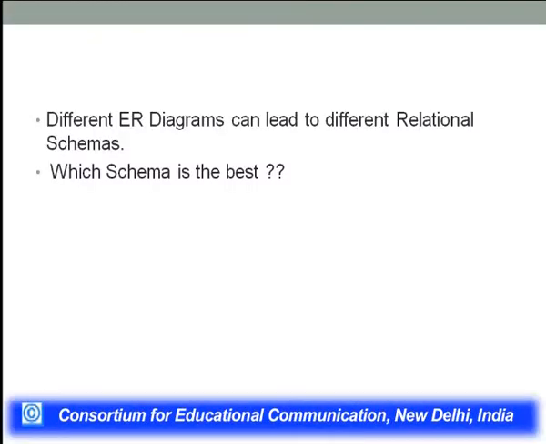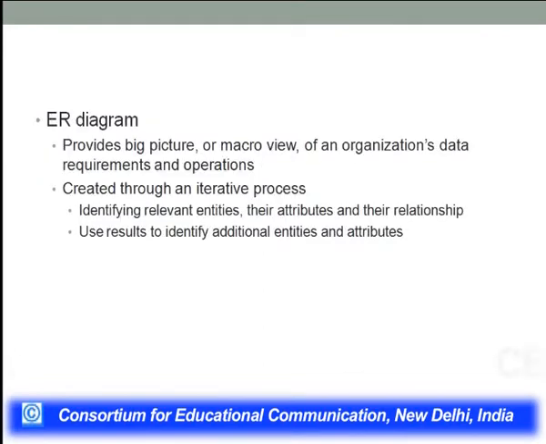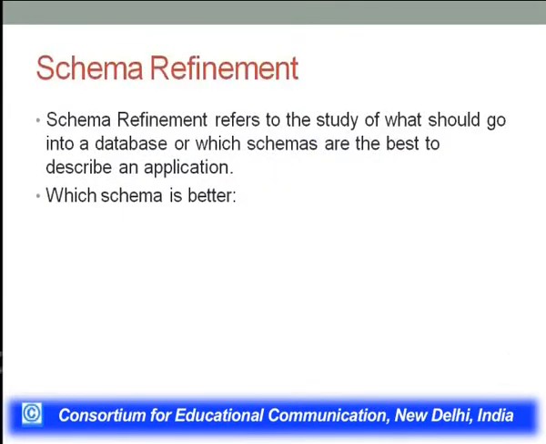So basically ER diagrams can lead to different relational schemas, and which relational schema is the best. So ER diagram will actually provide a big picture or a macro view of an organization's data requirements, and it is created through an iterative process. That is, again and again it is revised as per consultation of the customer, and this is used to identify any additional entities or their relationships in between. So schema refinement basically is a task which is carried on.